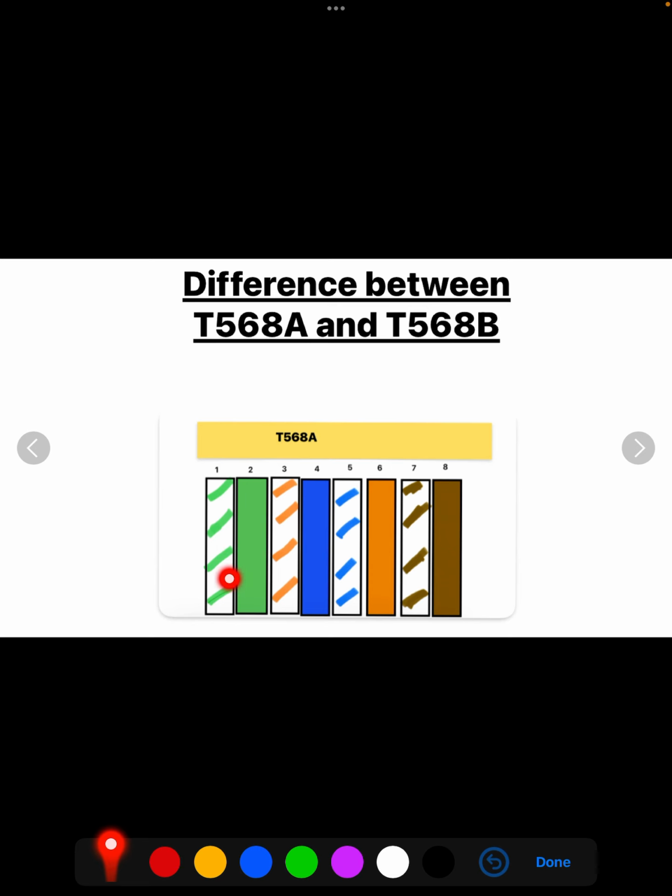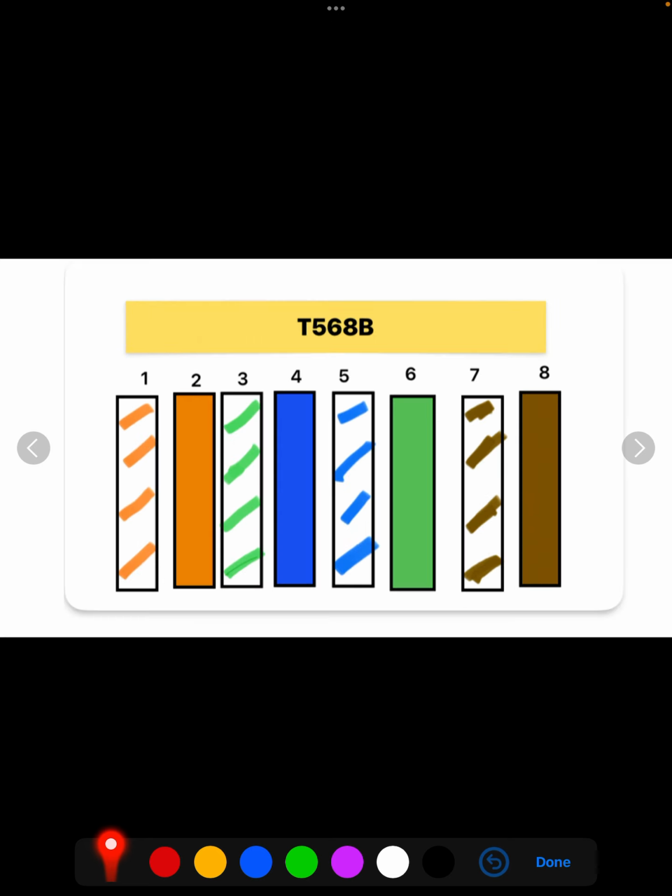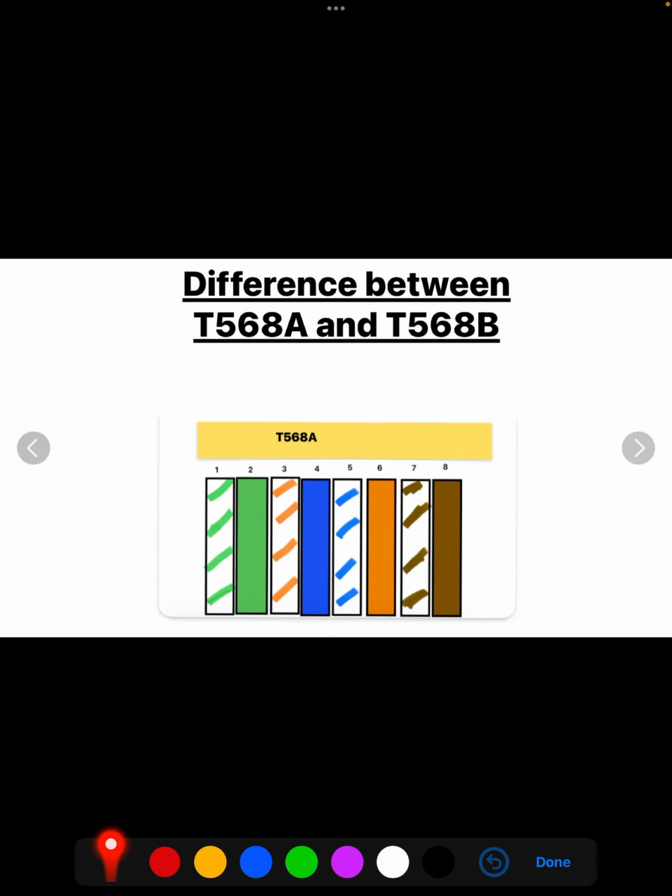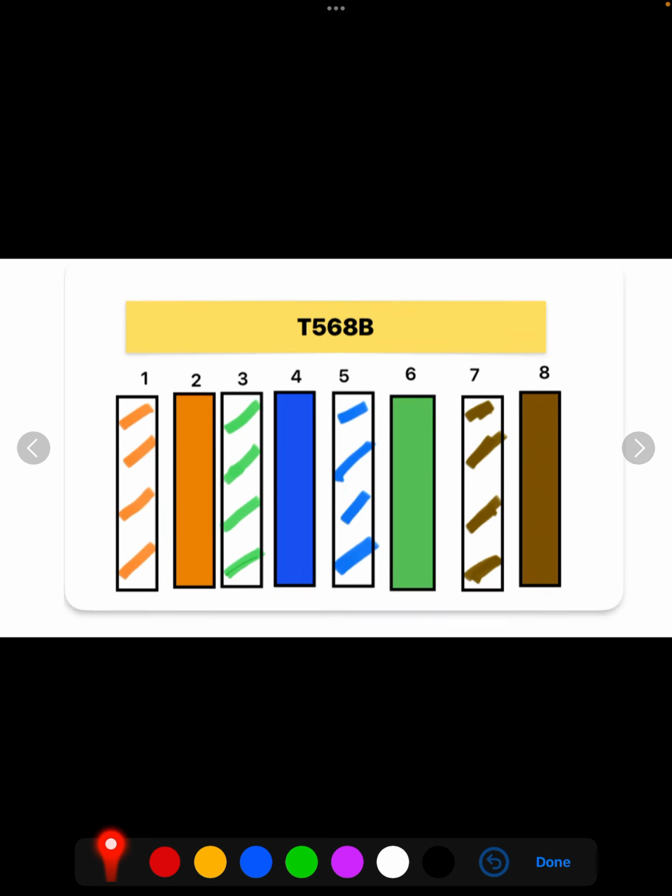In T568A, we start with green, and then we move on to orange, blue, orange, and then brown. Whereas with T568B, we start with striped orange, solid orange, then striped green, then solid blue, striped blue, solid green, striped brown, and then solid brown. So the colors orange and green swap places between T568A and T568B.